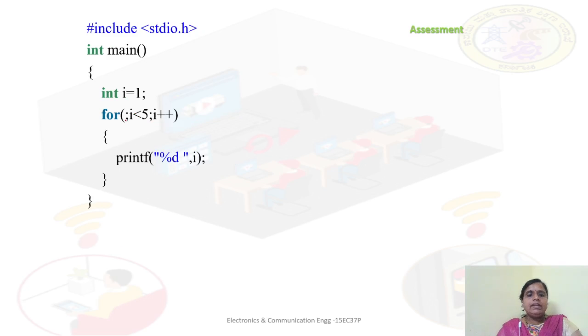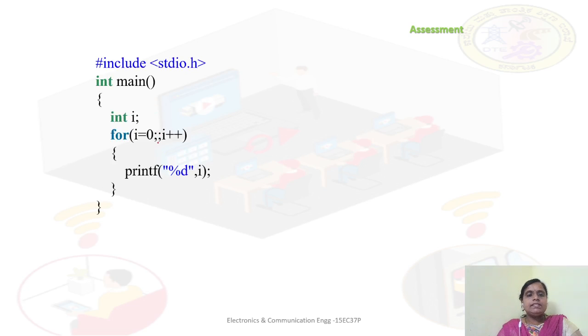This example I have taken to show that we can skip any of the expressions. So this expression is being skipped here. The expression 1 is being skipped, and it is being initialized earlier itself. Okay. So again it is going to print the values from 1 to 4, the same as the previous one. We have initialized it earlier and we have skipped the expression 1.